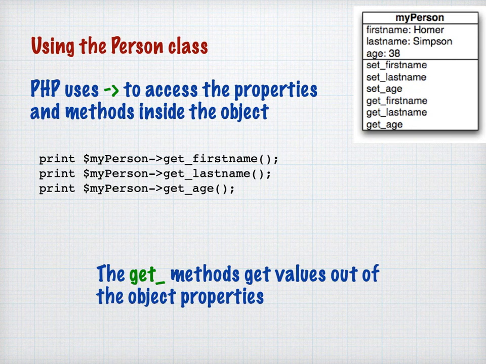If we want to pull data out of an object, well, we use those get functions. So for example here, all I'm going to do is print those values out. So we go my person, that's the name of the object, then an arrow, and then we use the method inside the object. So we pull out get first name, that comes out, it's a string, and so we could print it out. We don't have to print it out, we could put it in another variable, we could do whatever we like with it. Here I'm just going to print it, get the last name out, get the age out, just like that.